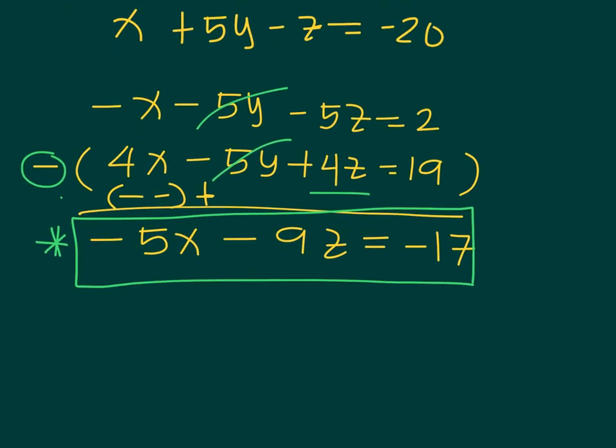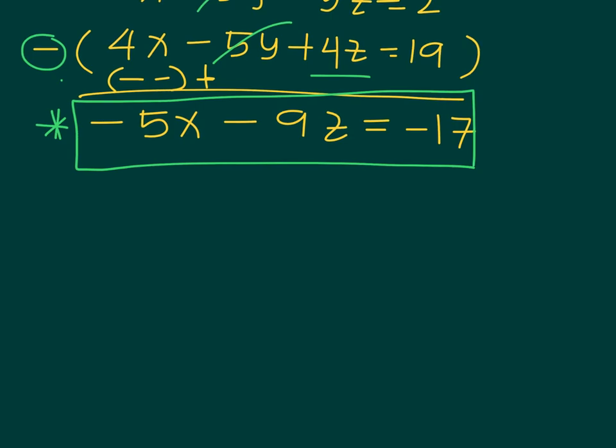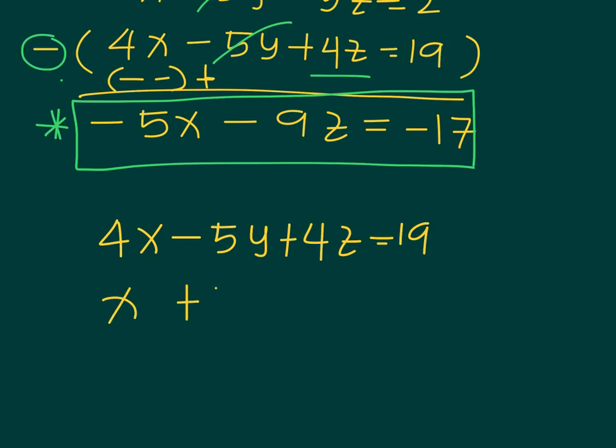So let's copy the second and the third. We have 4x minus 5y plus 4z equals 19, and x plus 5y minus z equals negative 20. And do not forget, the goal is to eliminate the y. So what operation can we apply? Is it addition or subtraction?